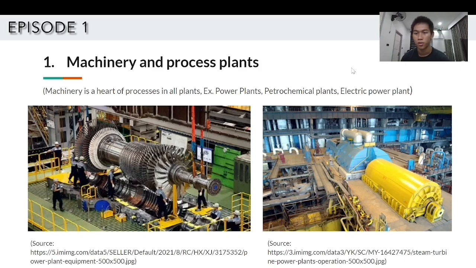So our job is to prevent these kinds of problems. That's why we need to measure vibrations and analyze the vibration data. That's why vibration analysis is important. We are able to fix the problem on time because we measure vibration, we analyze the vibration data, and we realize what is happening to our machinery, and then we fix it.